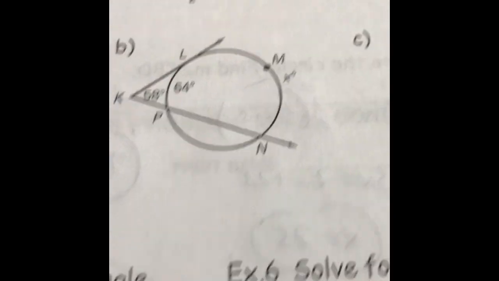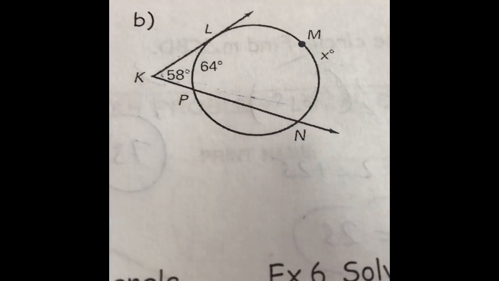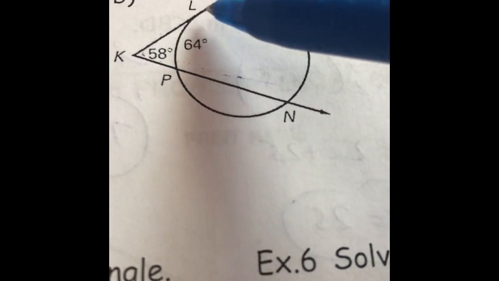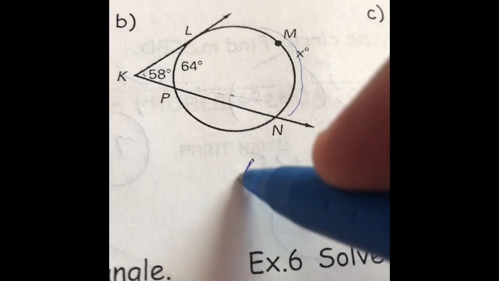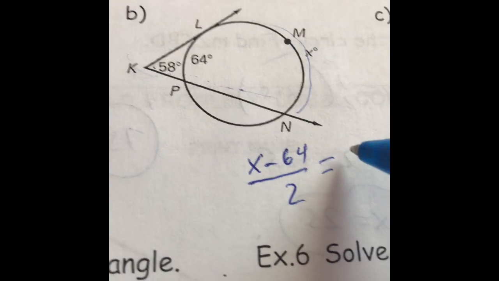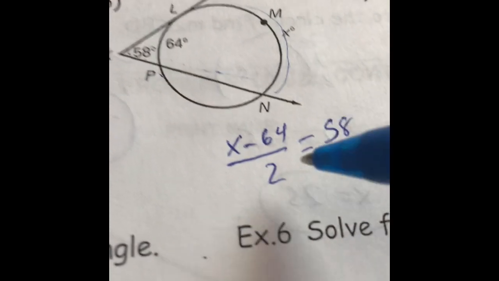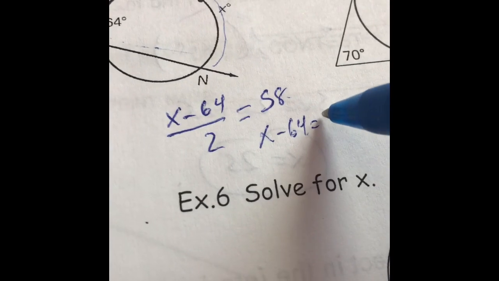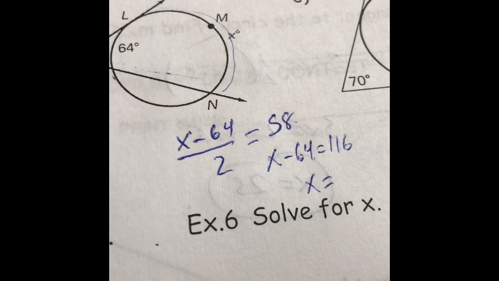Let's take a look at the next one. So you have a tangent with a secant, same concept. Now they're giving me an angle, and they're giving me one of the arcs. I have to find the bigger arc. So just remember, the bigger arc minus the smaller arc divided by 2 has to equal 58 degrees. It's what that exterior angle is. Times 2 to the opposite side. So x minus 64 is equal to 116. And subtract 64.